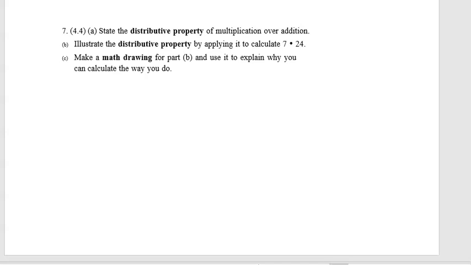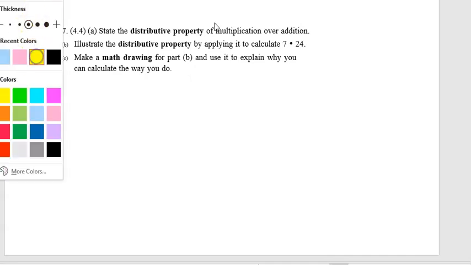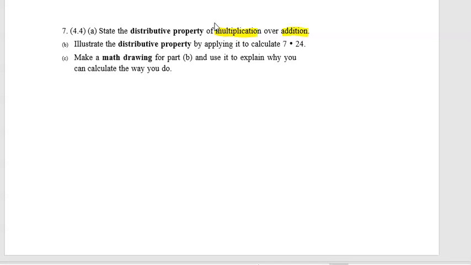So in this problem, we're going to look at the distributive property. First of all, we need to state the distributive property of multiplication over addition. And when you do that, make sure you use letters like A, B, C instead of specific numbers. Number 2, we want to illustrate or demonstrate the property, like how to use it to calculate 7 times 24. What's the application? Why do we use the distributive property?